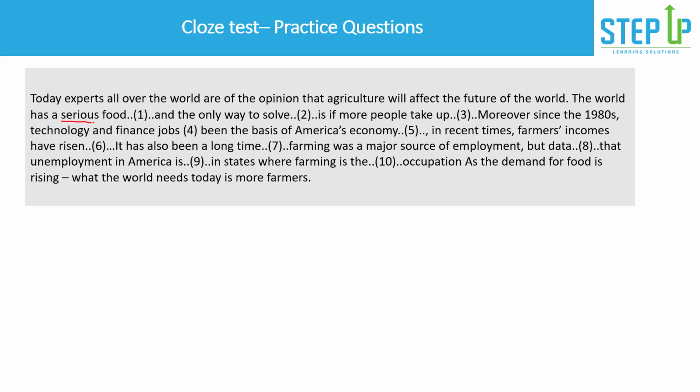Serious, now this indicates that there is some issue, right? So serious food issue, serious problem, something like that, right? And the only way to solve the problem, right? Solve the problem that is already stated, right? It is if more people take up dash. What will more people take up to solve agriculture problem? Probably they'll take up that as the main source, right? Probably they'll take up something like farming, right?